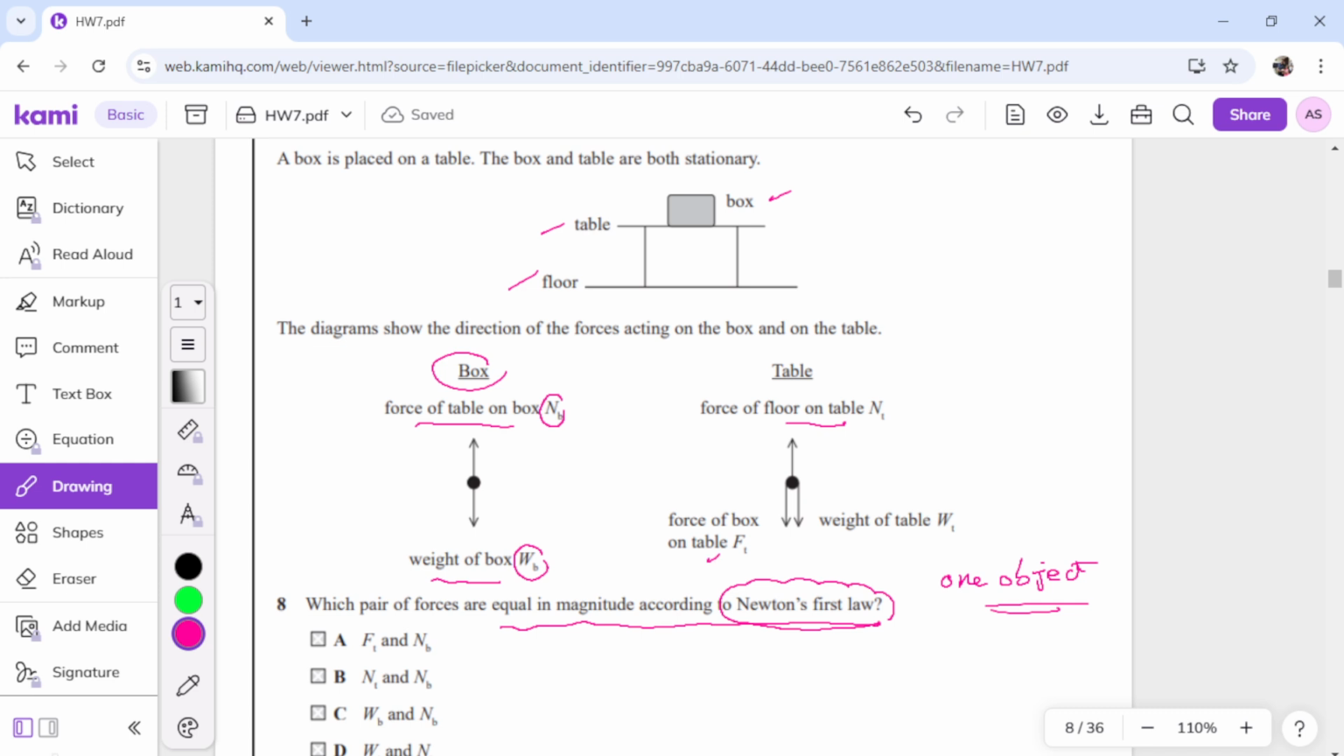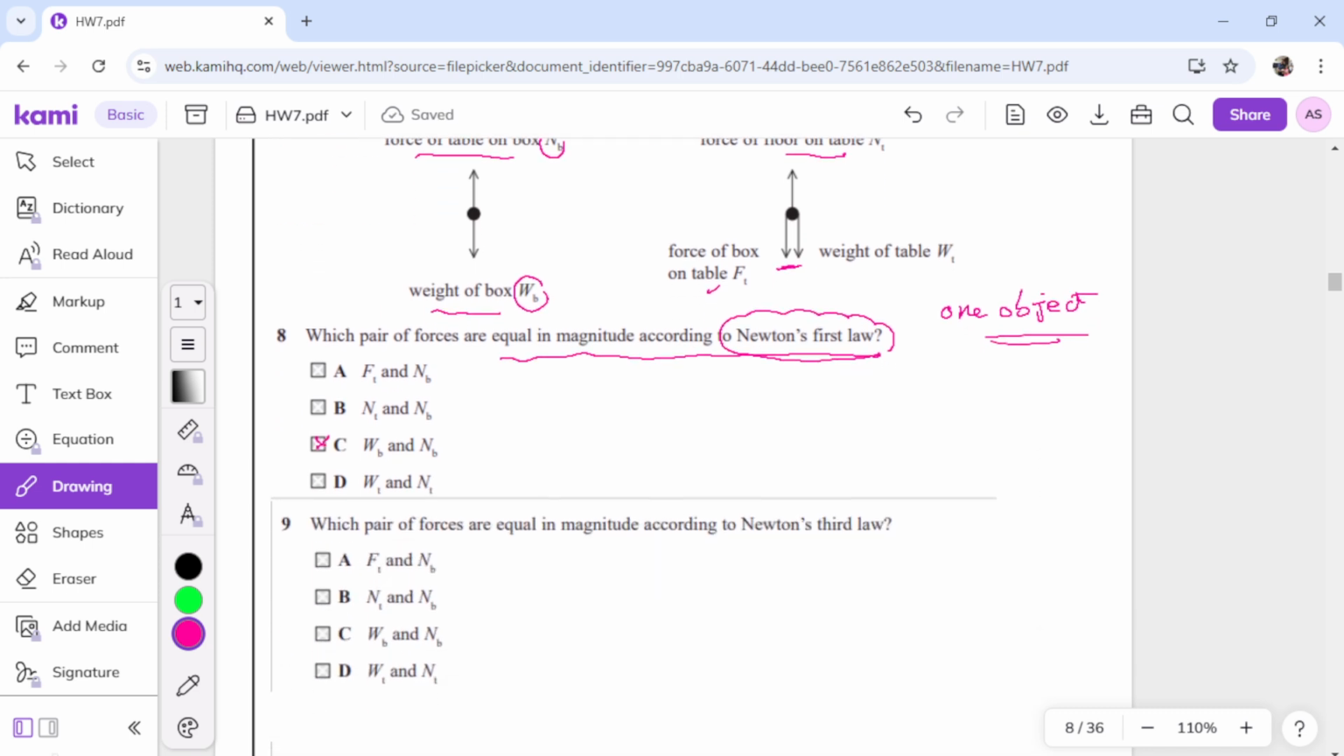So it's not in equilibrium, because in Newton's first law the forces must be equal and in opposite direction. So we need forces affecting the object up and down to be equal. Here we have many forces on the table, so it will not balance, so we can't choose the table. So our answer will be N box and W box. So W box and N box. C is correct.